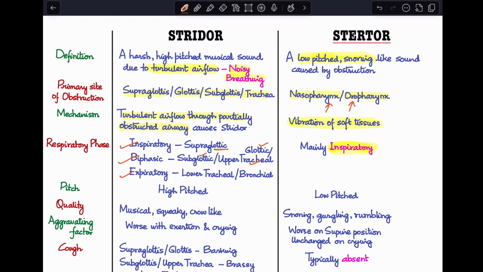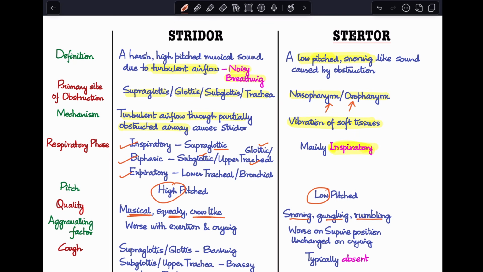Next, moving on to pitch. Stridor is usually high pitched, whereas stertor is low pitched. Now let's describe the quality of the sound. So the sound that comes out during stridor is more of a musical type of sound, which can be squeaky or can be even described as crow-like. Whereas the stertor sound is described more like a snoring, a gurgling, or rumbling sound.